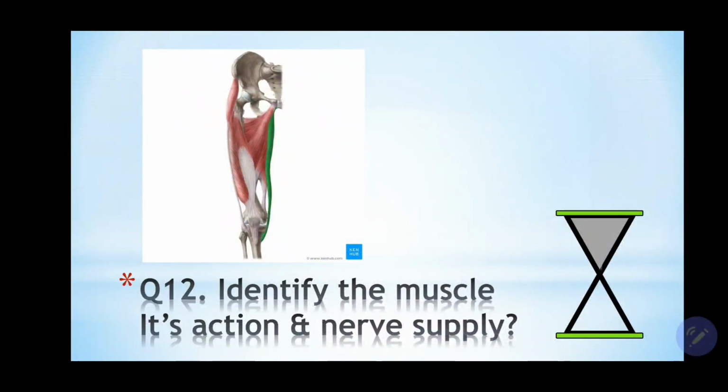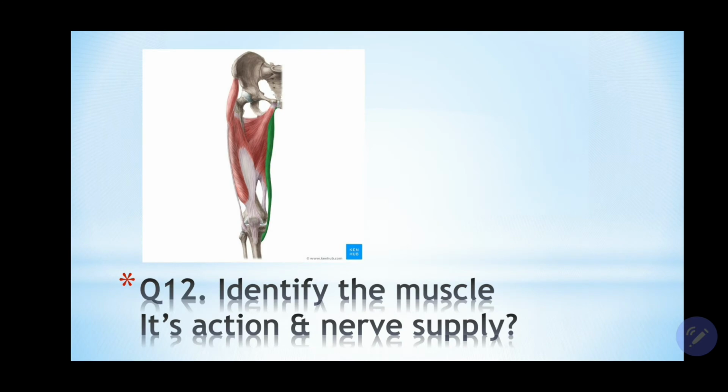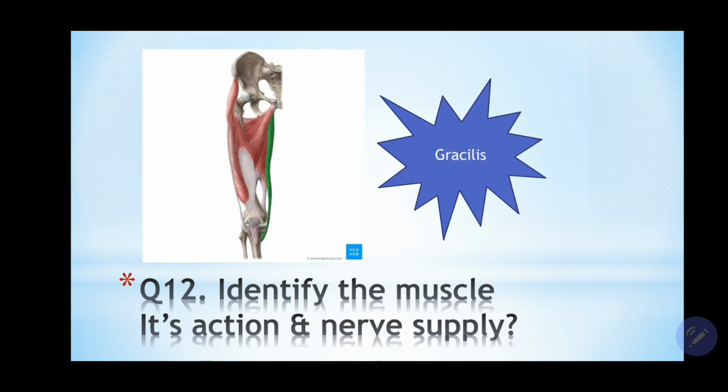Question number 12. Identify the muscle, its action and nerve supply. Okay, so this muscle, you can see right from pubis, it is bypassing femur to attach on tibia, and that's the criteria of a group of muscles I've already told you called gyropes. So this muscle is gracilis, right?